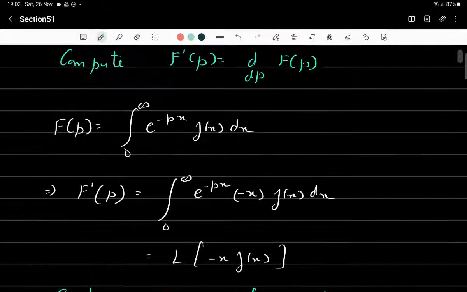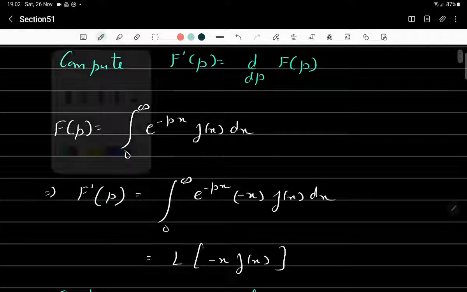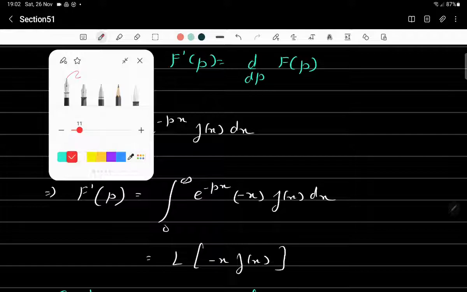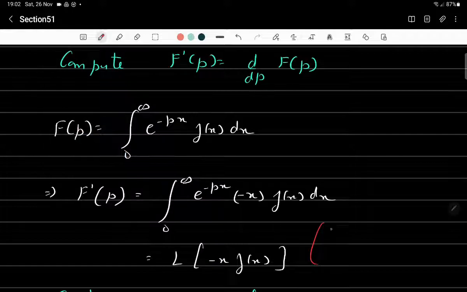Yes, even this gives us a very important observation which we are going to use again and again, that Laplace of x f of x is minus f dash p. It means if you know the Laplace of f of x, then you can always compute the Laplace of x f of x by first computing Laplace of f of x, which is f of p, and differentiating it with respect to p and taking the minus sign.